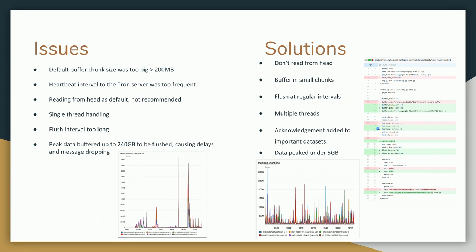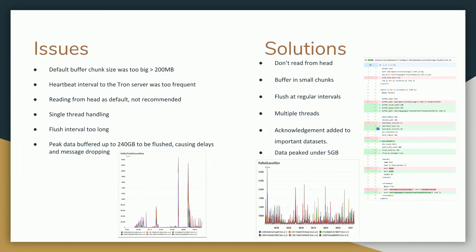In Fluentd, it's a time-based and size-based policy. Whichever hits first: if within the time your file size grows beyond the limit you've defined, it will create a new file, and if your time limit hits, it will flush that file. So we had something around 200 MB. Similarly, we were checking the heartbeat interval. All our services would check if the Tron servers are still live before pushing. If they aren't live, they shouldn't flush the data, otherwise it will get lost over the network. The interval was a bit too frequent.